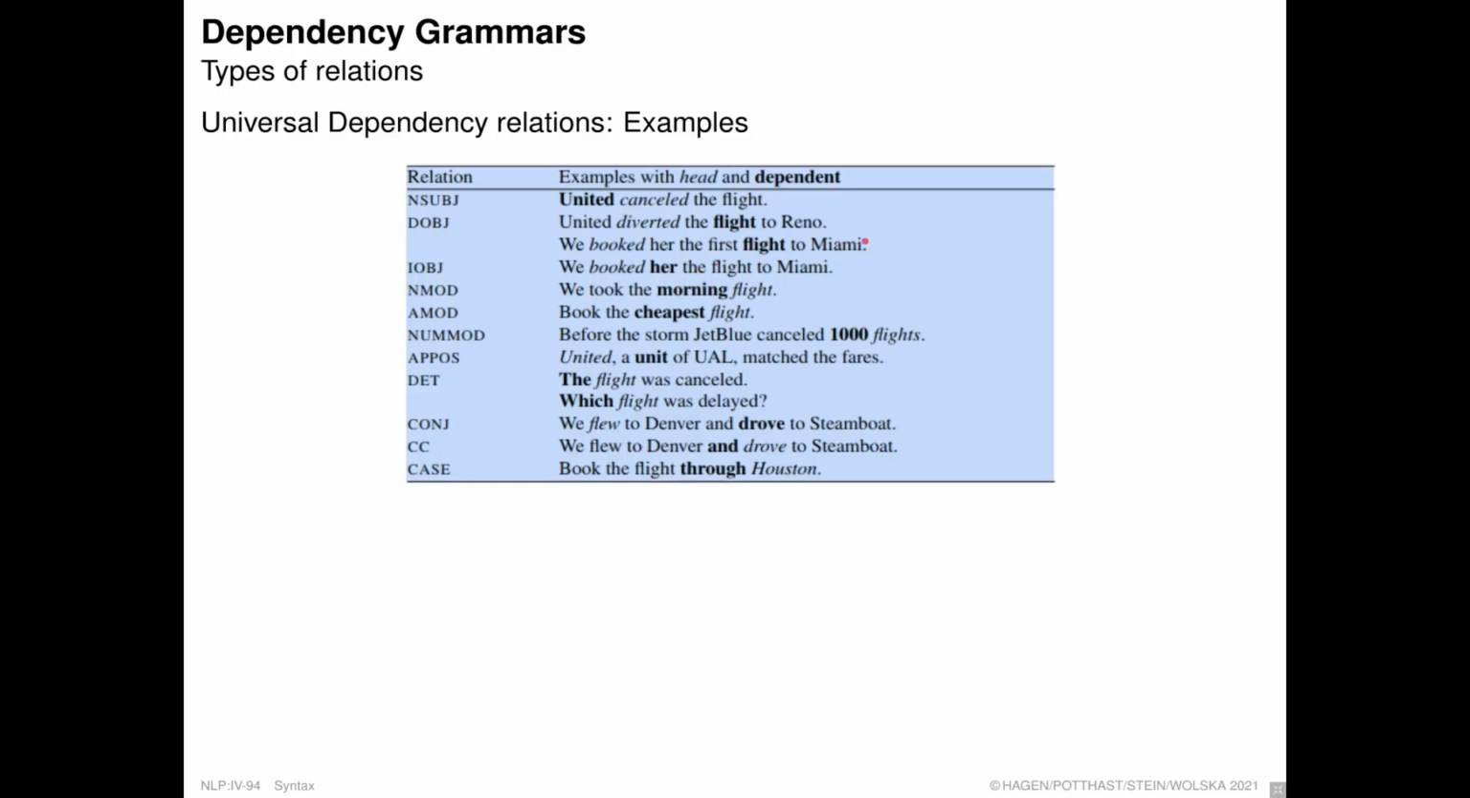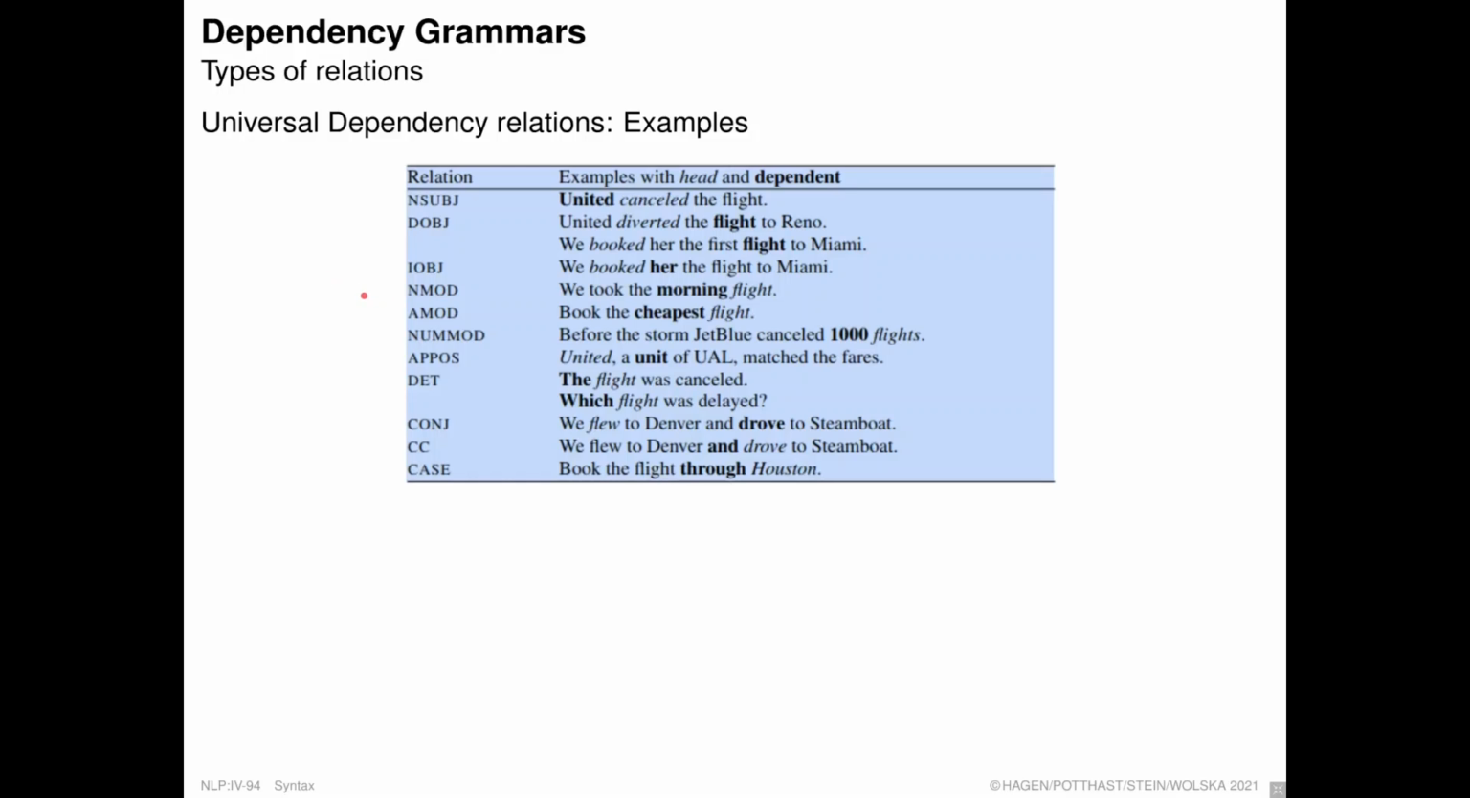There is a mistake here. These two sentences should be swapped. We booked her the first flight. The flight to Miami is a direct object, and we booked her the first flight to Miami is an indirect object. So, sorry, this will have to be swapped. These two, I will make a note of that and redraw this table.